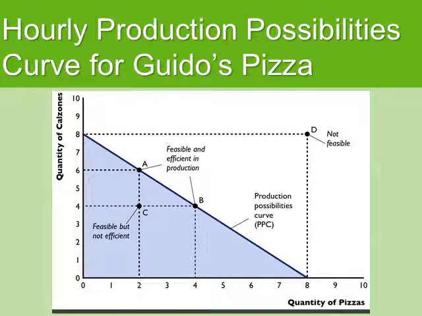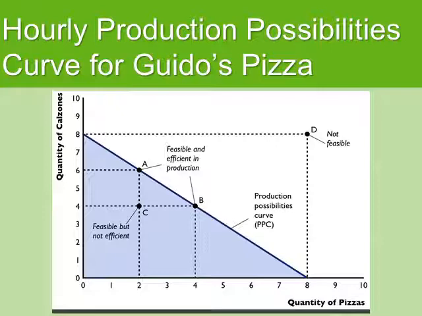Remember, our model is going to have simplifying assumptions. A fixed availability of resources, constant technology, and two types of products. Let's look at how this model works for a local pizza phenomenon, Guido's. In our situation, Guido's can produce two products. That's our simplifying assumption. We are going to assume Guido's can produce only pizza or calzones.